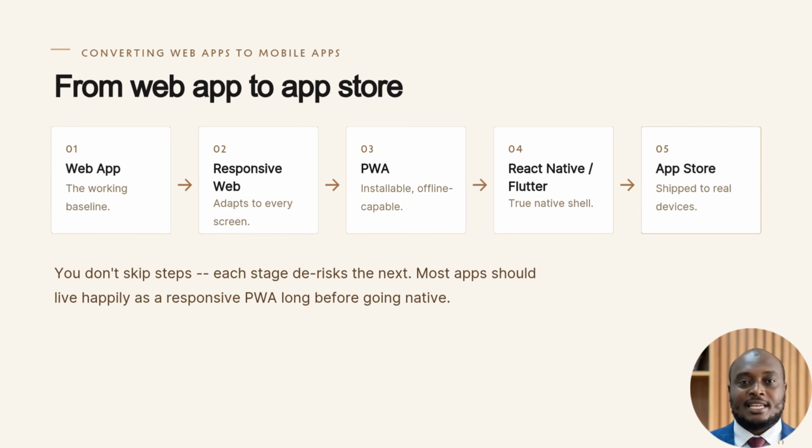Now, how do you actually get from a web app to something in the App Store? There's a path. Start as a web app. Make it responsive. Turn it into a PWA, installable and offline capable. Then, if you truly need native, wrap it in React Native or Flutter. And finally, ship to the store. The key message, you don't skip steps. And honestly, most apps can live happily as a responsive PWA long before they ever need to go native.